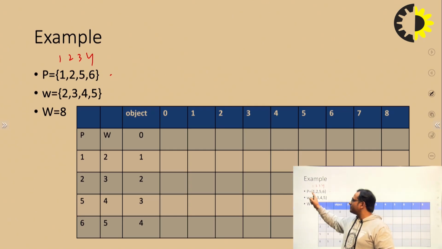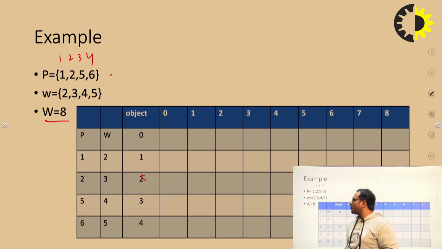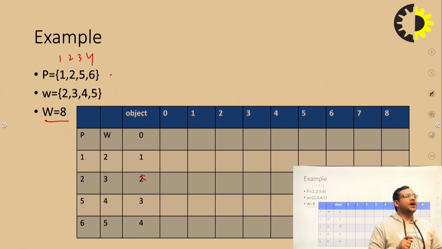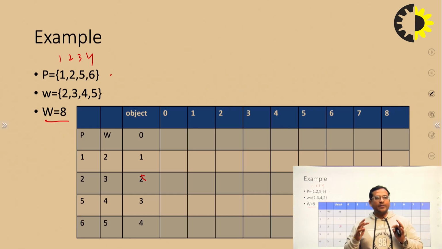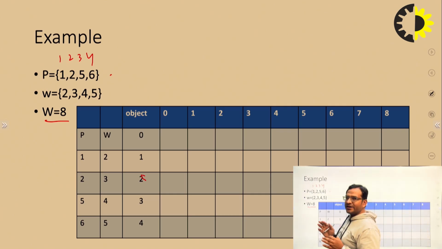The first item has profit 1 and weight 2. The second item has profit 2 and weight 3. The third item has profit 5 and weight 4. The fourth item has profit 6 and weight 5. Now the third thing given by the problem is capital W, which is 8, the bag size, or the knapsack. Understood my point? So I have these 3 things. Now I am going to solve this. Initially, you have to create a table.